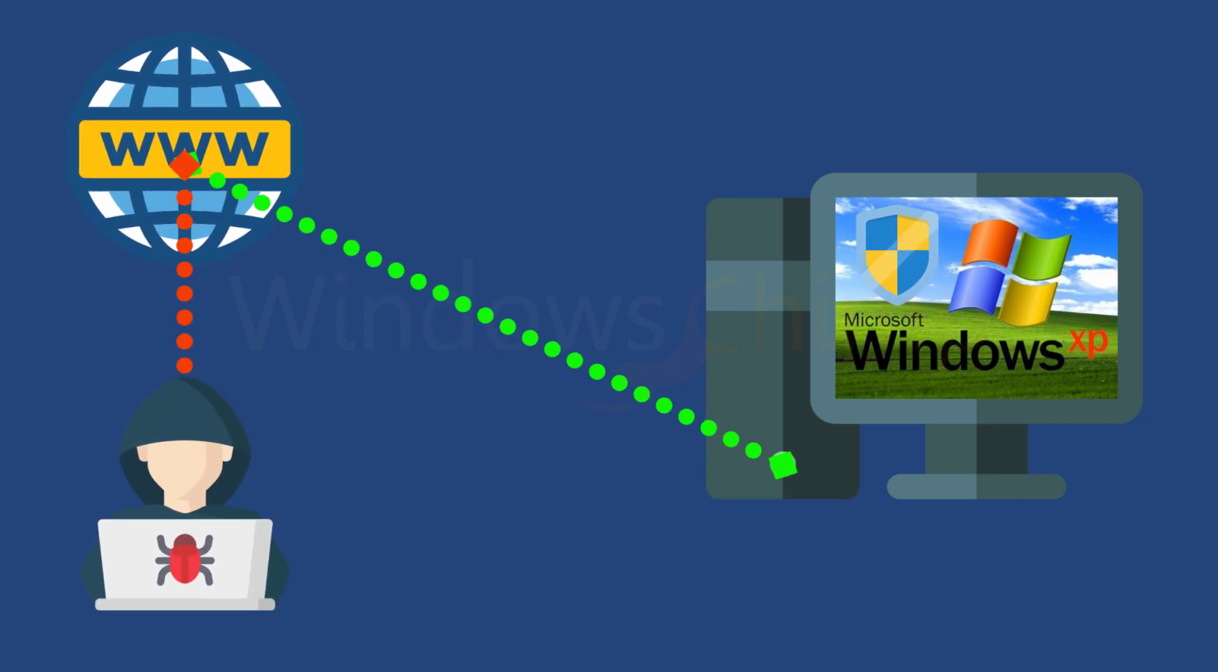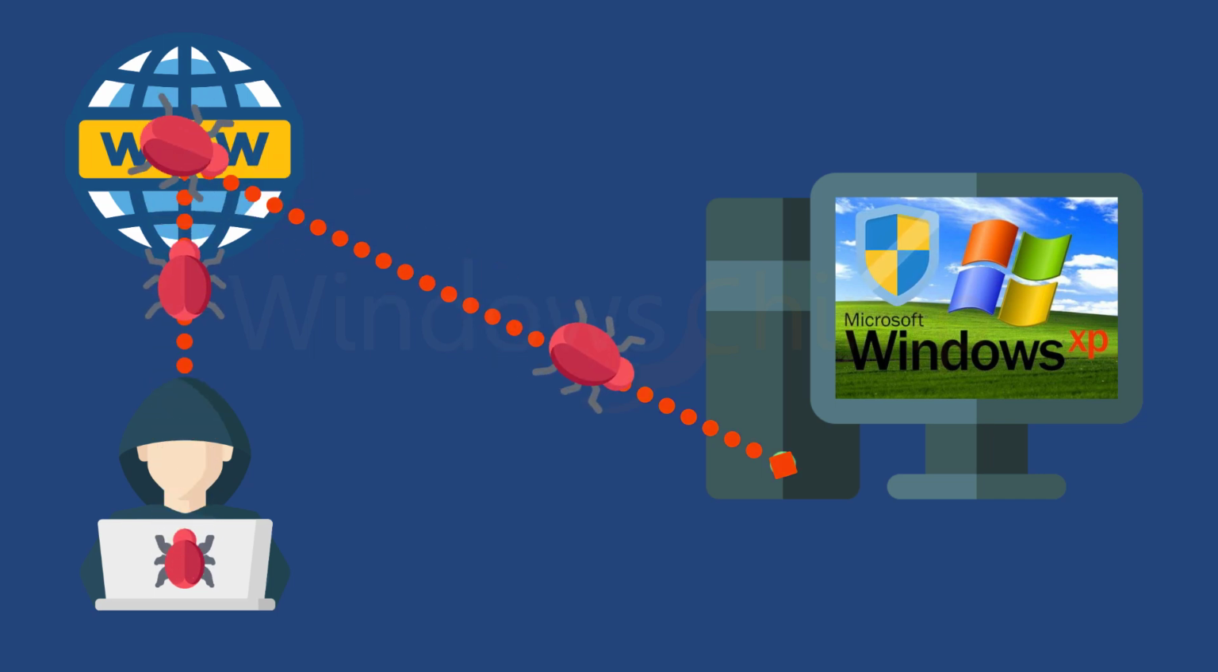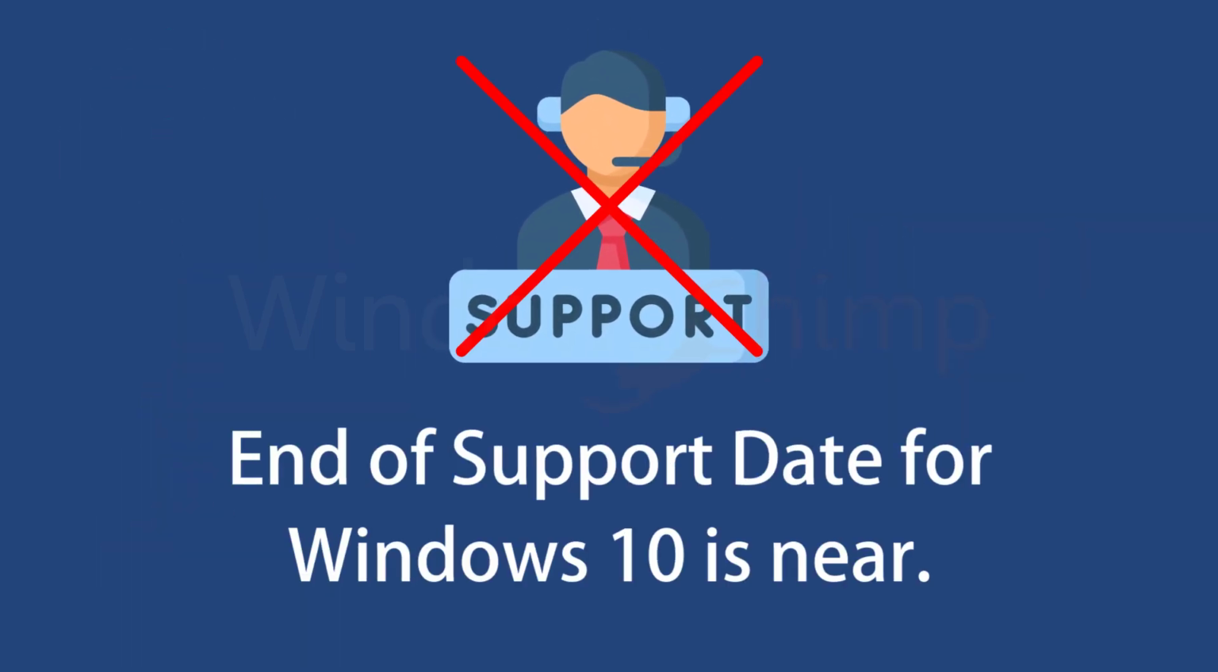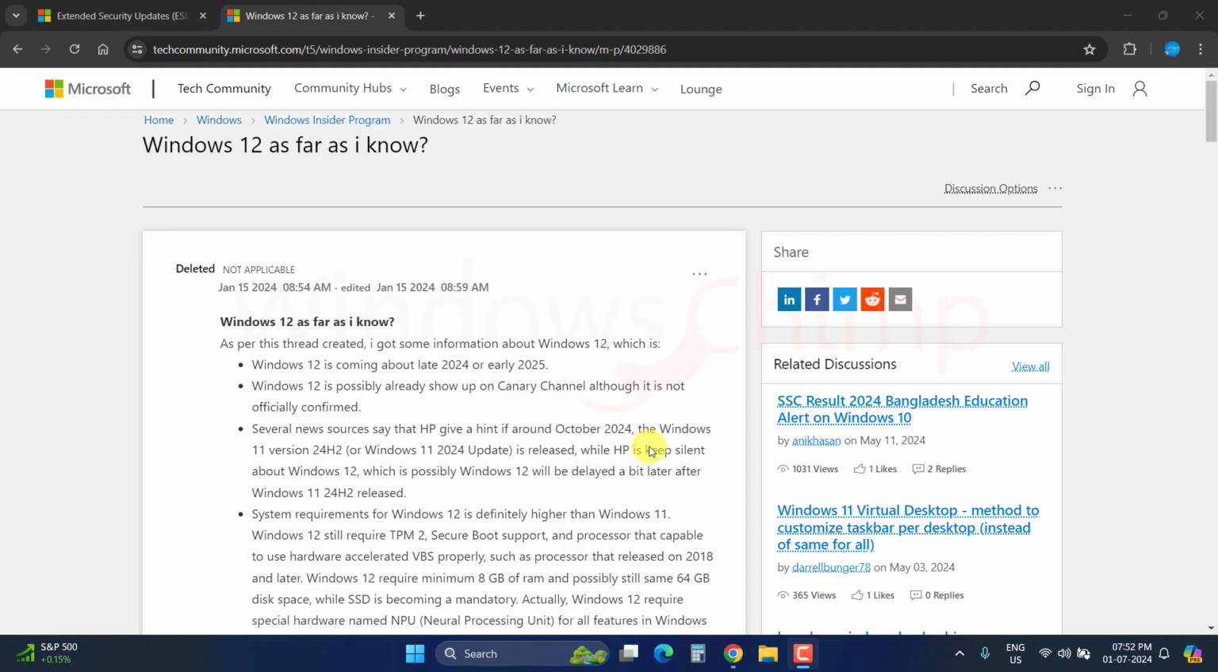But if your operating system is XP and you install a robust security suite on it, connect it to the internet, and then consider your PC to be a stronghold, it will be your biggest misconception. The end of support date for Windows 10 is near, and a lot of PCs are going to be dead. There are only a few options for you. We are waiting for Windows 12.